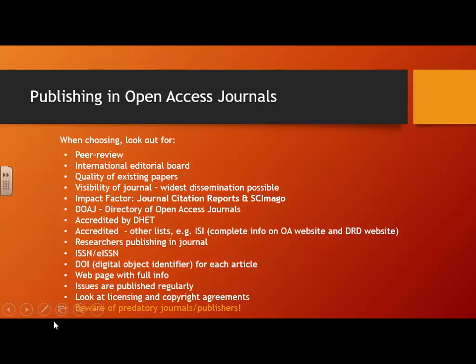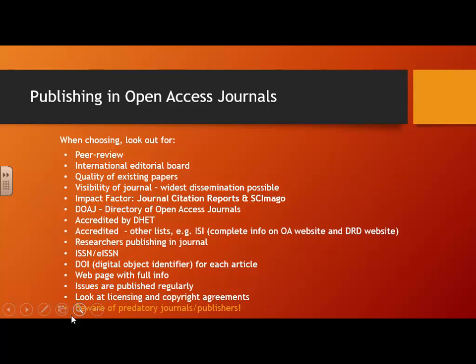Look at the impact factor. There are open access journals with very high impact factors around. Not all of them, but there are. And then, of course, you can use tools like Journal Citation Reports and SCImago, which is the Elsevier product, I think, which will tell you the specific impact factor of a specific journal.